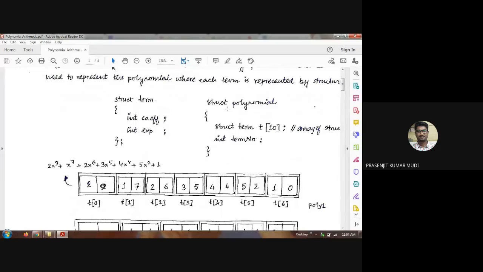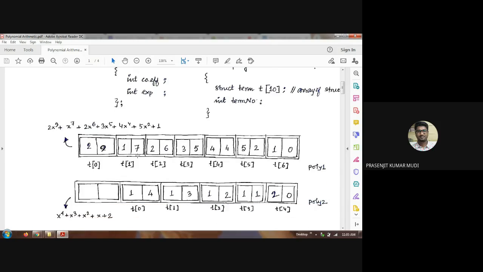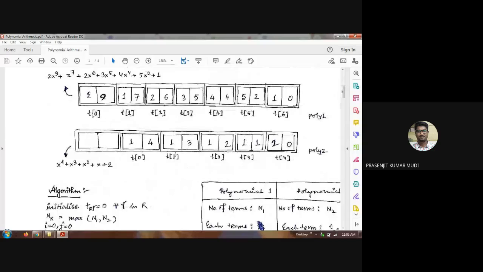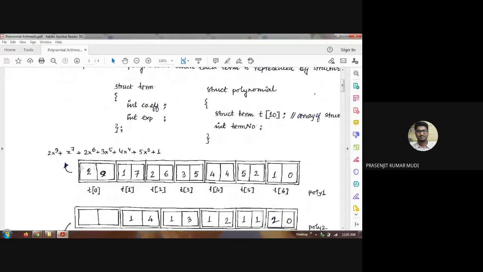Then how will this single term look? Let's take an example, 2x to the power 9 plus x to the power 7, like this. This is one example of a polynomial of degree 9. Now if I want to represent this, what is it, a linked list? It's an array, but this is one visualization.